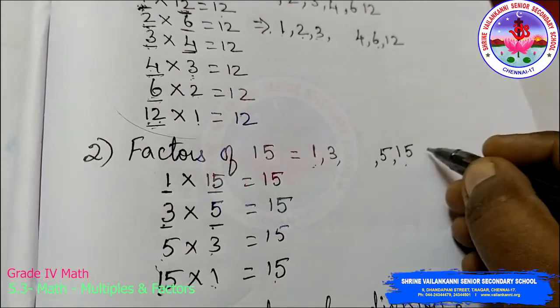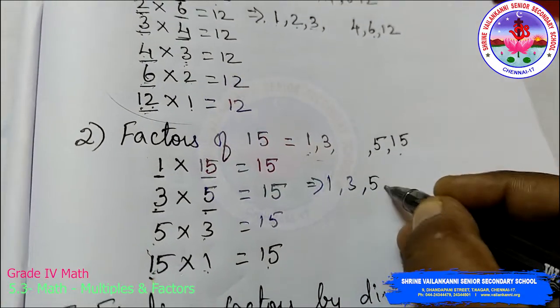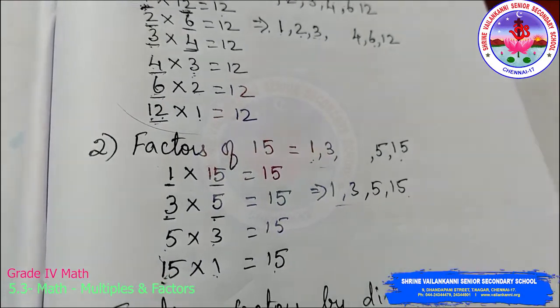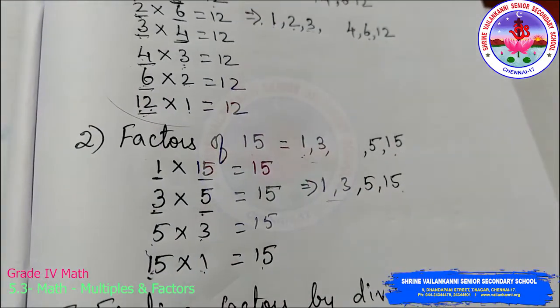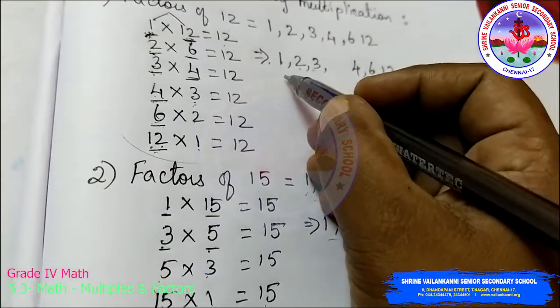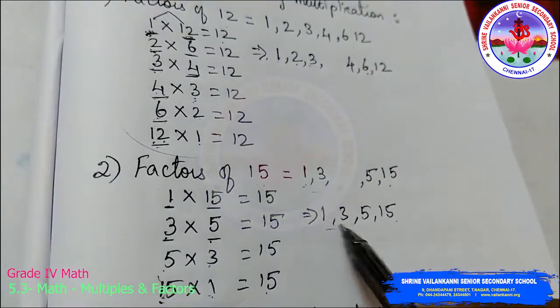Therefore we got 4 factors, 1, 3, 5 and 15. So these 4 are the factors of 15. If you see, factors of 12 has 6 factors and factors of 15 have 4 factors.